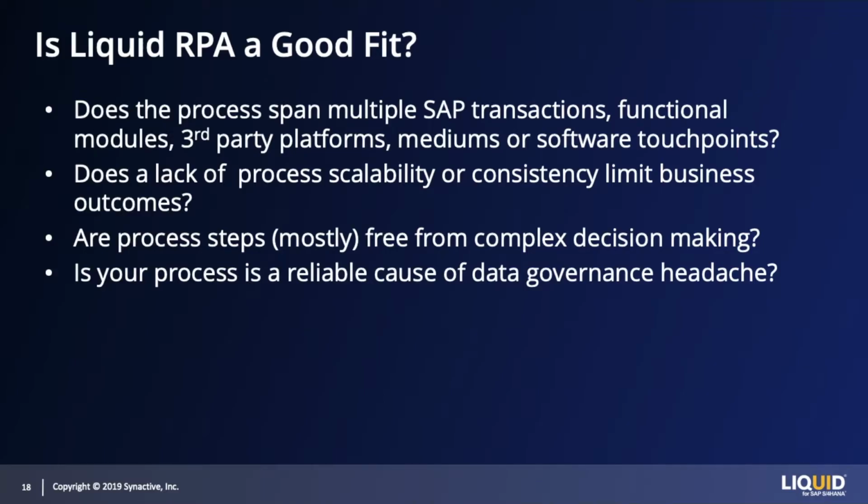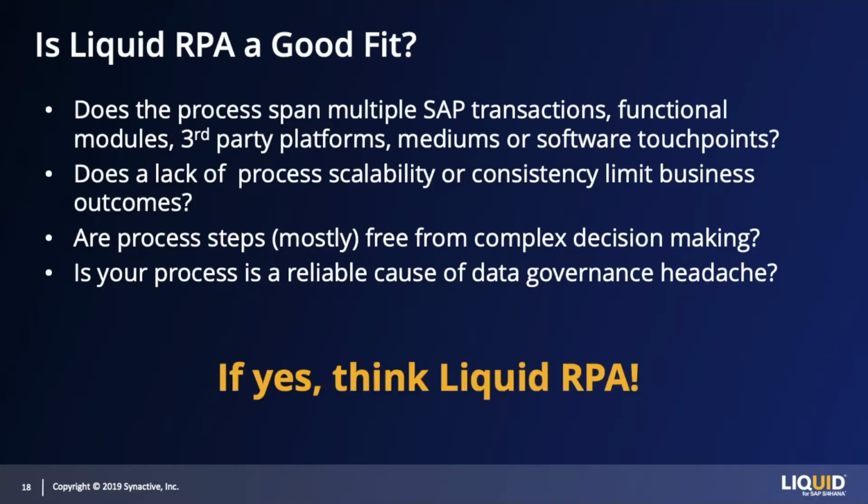And is that process a reliable cause of data governance headache? I alluded to this before, but we all know that when people support a process through repetitive manual tasks, data errors are inevitable. When people get tired, when people get bored, they make mistakes. And plus, individuals are often applying process rules different from one another. If any of this resonates with you, there's a good chance that the process you're thinking of is a strong candidate for automation with Liquid UI.